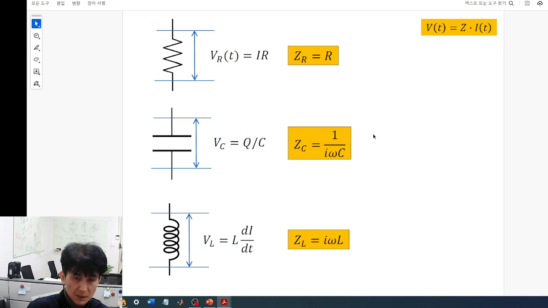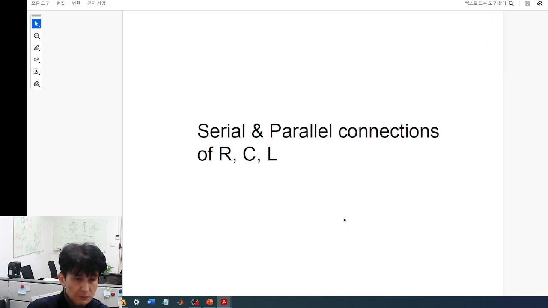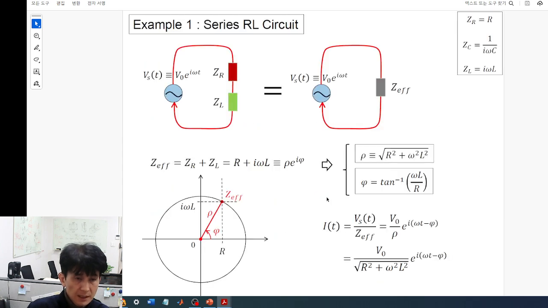Exponential minus pi over 2. So these are the phase terms related to a capacitor and inductor. By defining this, we can easily calculate many complicated circuits like this.